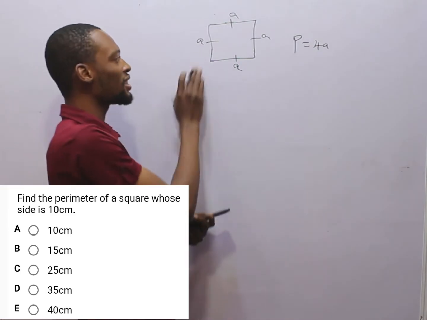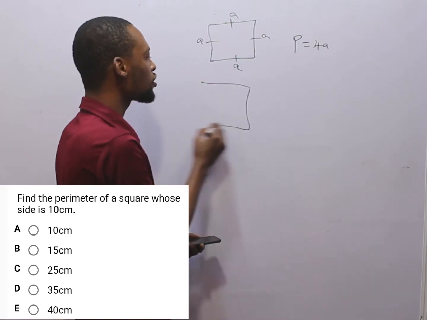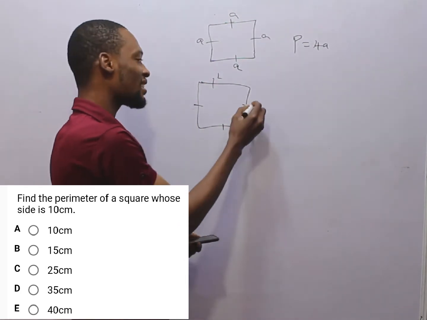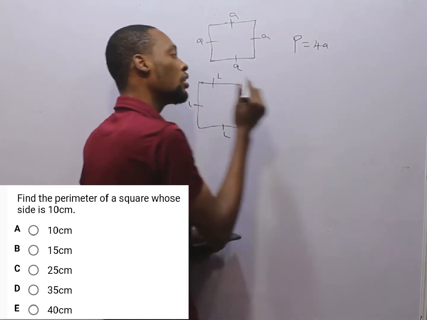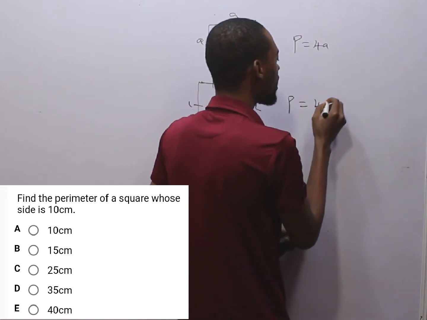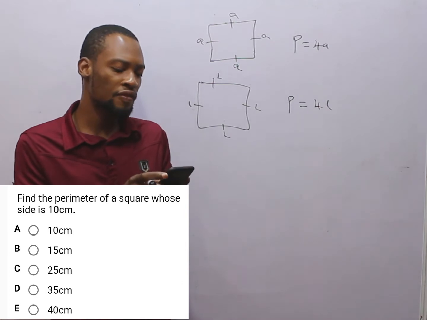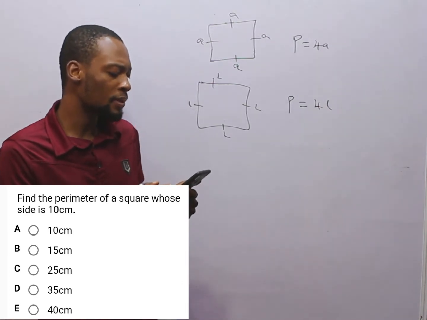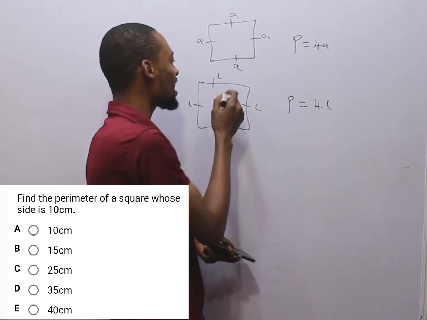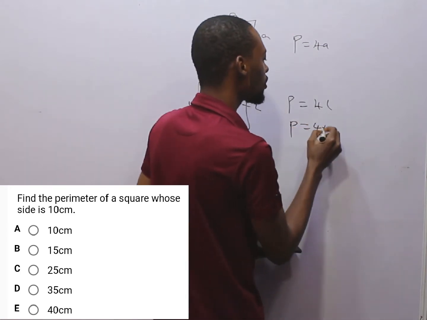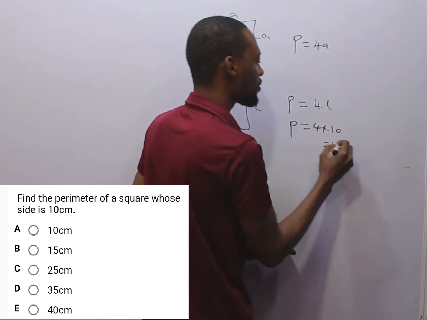So you can choose to represent the sides with L. If this is your square, and you say, let here be L as the sides, L, L, and L, then the perimeter will be 4L. If we choose to represent the side with B, the perimeter is 4B. What does this imply? If you are given one of the sides to be 10, which means the perimeter will be 4 times 10, that is 40.